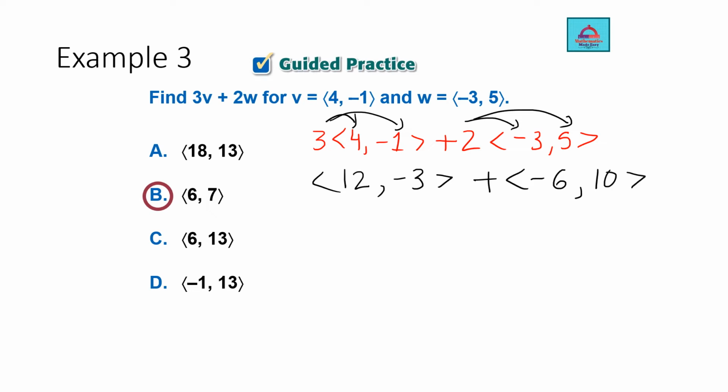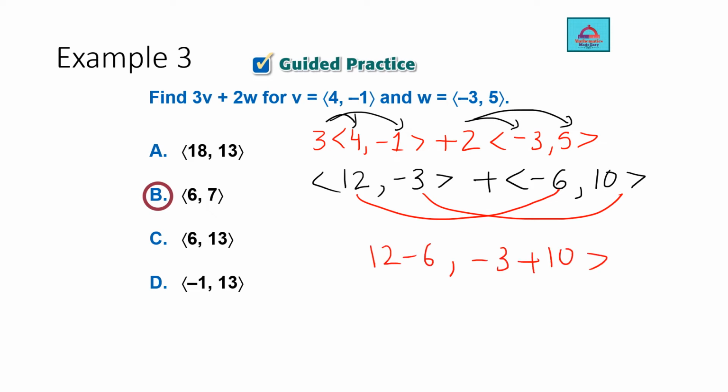Now you take the components. 12 goes with this, goes with this. So 12 minus 6 is going to give you 6. 10 minus 3 is 7. So that's why your answer is B.